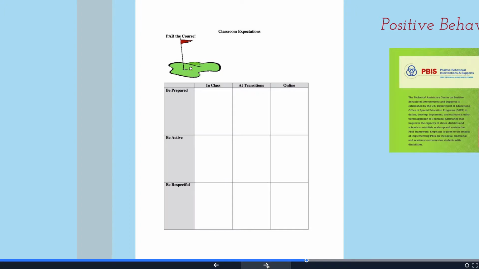So, for instance, I try to be prepared by having quizzes graded when they ought to be. I try to be prepared by having materials ready when I say they're going to be ready or telling you otherwise. I try to be active by getting things graded, and I always try to be respectful in the discussion sections.